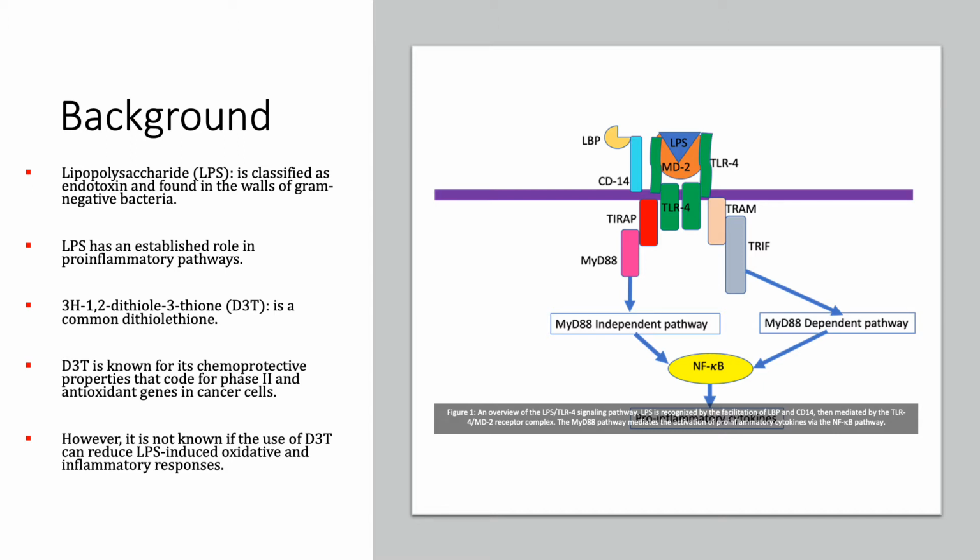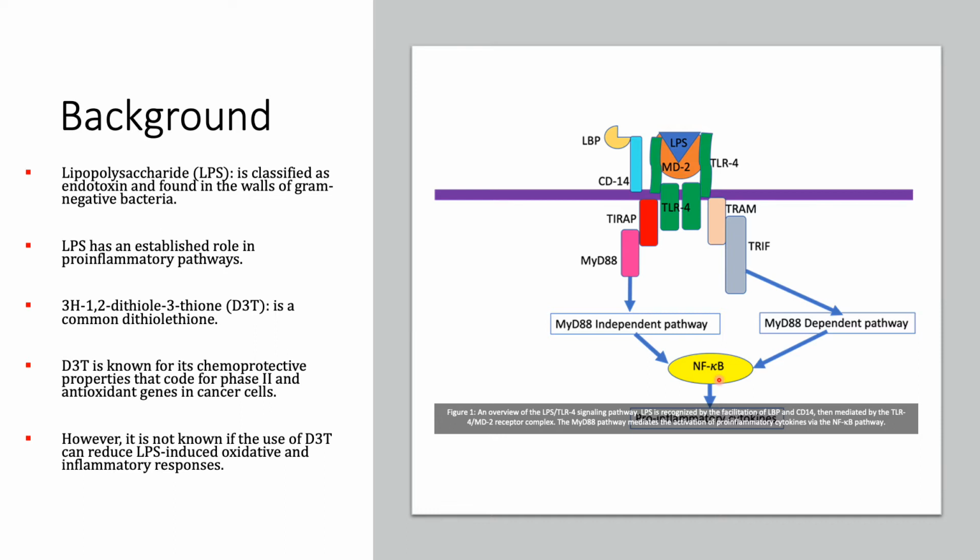So we're going to be using an endotoxin called lipopolysaccharide, which is found in the walls of gram-negative bacteria. LPS, or lipopolysaccharide, has an established role in pro-inflammatory pathways. You can see from this diagram the mechanism by which LPS binds to the receptor and crosses the membrane and will ultimately set off the NF-kappa B pathway. The NF-kappa B pathway is what leads to the release of pro-inflammatory cytokines.